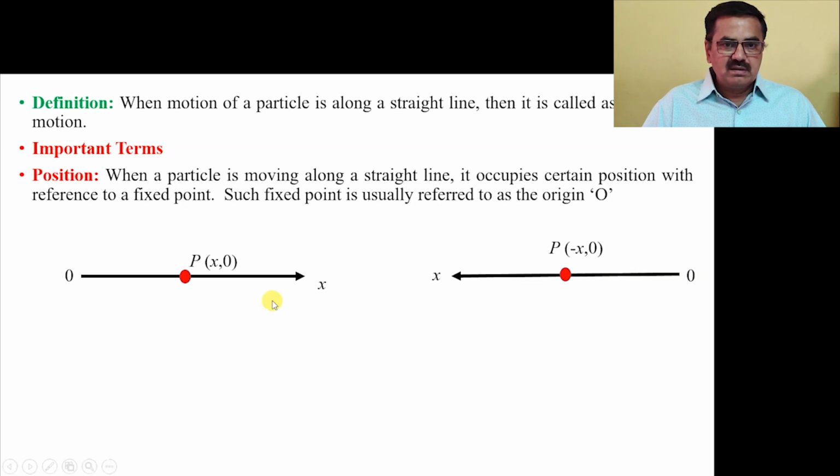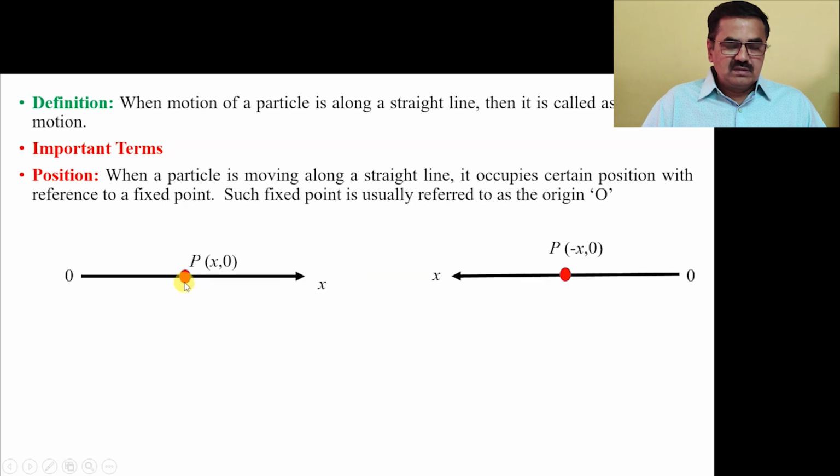Here the particle under consideration is moving along a straight line. When a particle is moving along a straight line, it occupies a certain position with reference to a fixed point, and normally such a fixed point is referred to as the origin, denoted by O. Now in this figure, this is the origin, and the particle is moving along the x-axis.